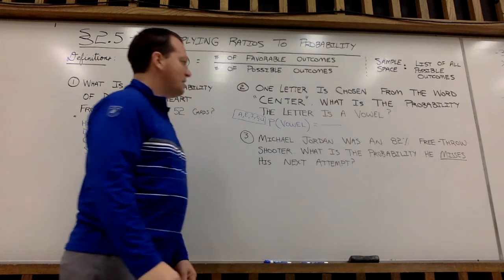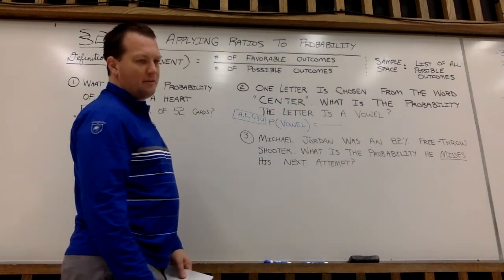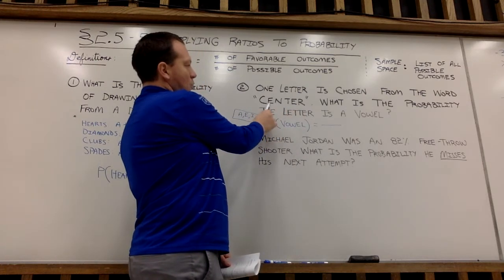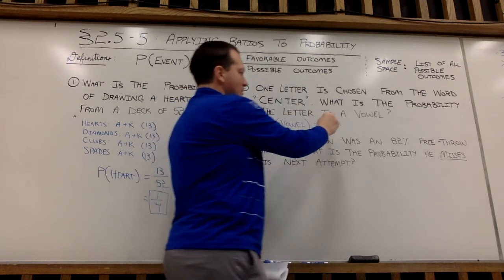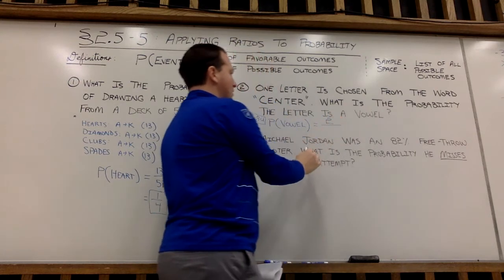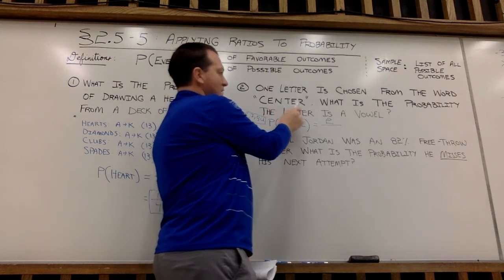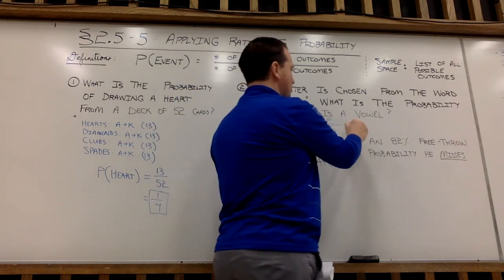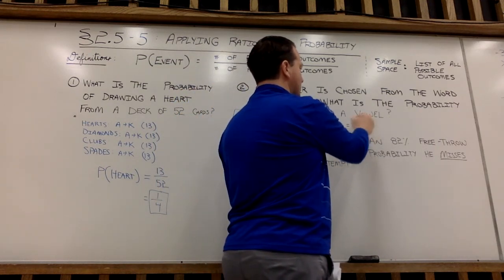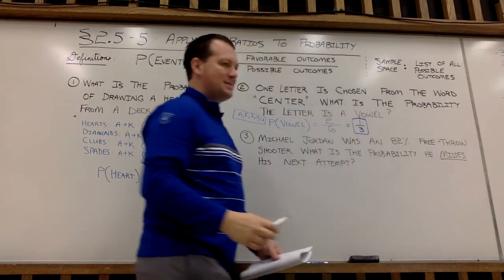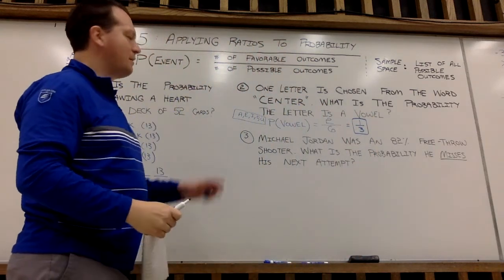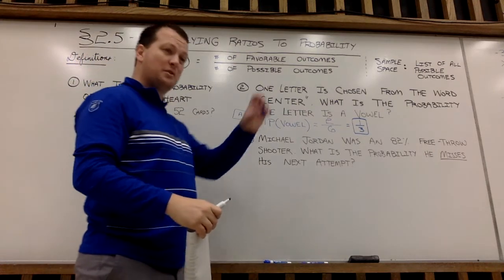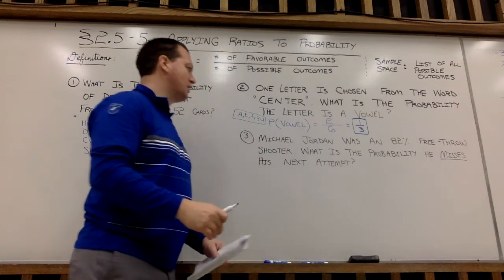So my favorable number of letters, in this case, how many letters are vowels? I've got 2 E's, so there are 2 favorable out of 1, 2, 3, 4, 5, 6 total. So 2 favorable out of 6 possible, that would reduce to 1/3. So again, not terrible difficulty here, but again, paying close attention to detail and figuring out what number is your favorable and then how many possible outcomes.